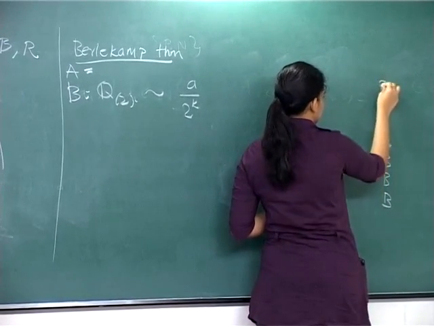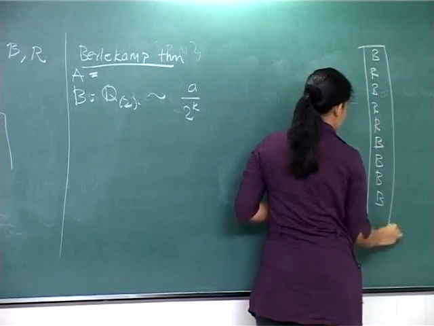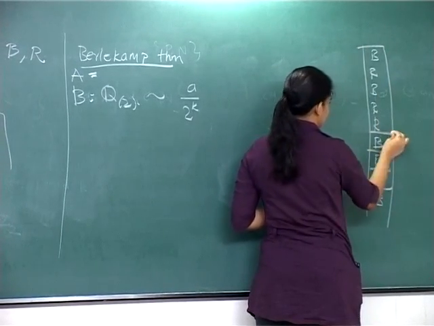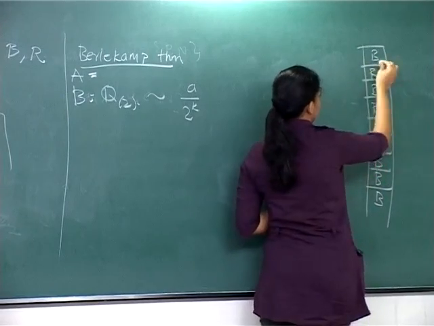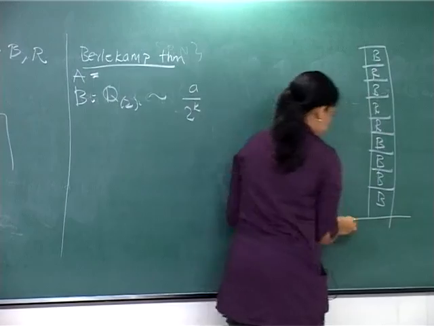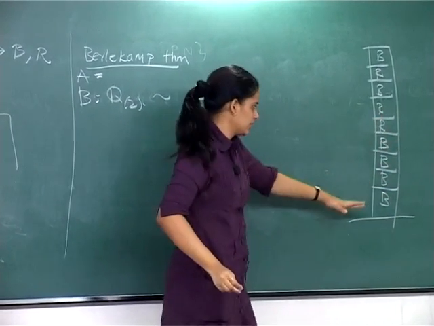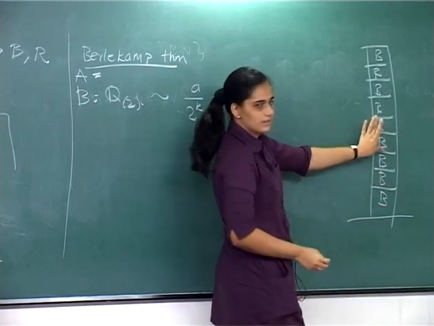Red, blue. Let's say this is my pile. Berlekamp gave a way of calculating the value of this pile. What he does is start from below till you reach a change of color. So I reach a change of color here.